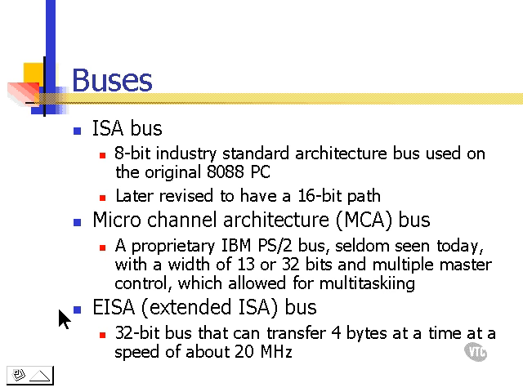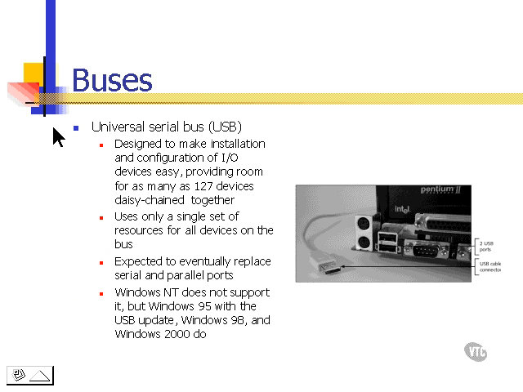Another type of bus, the extended ISA, commonly called an ESA bus, is a 32-bit bus that can transfer 4 bytes at a time at a speed of about 20 megahertz. Newer buses include the USB, Universal Serial Bus. Universal Serial Bus is one of the newest technologies around, and is designed so that we can have 127 devices daisy-chained together. The Universal Serial Bus will accept many different types of devices, and it provides both the power and the data for those devices.